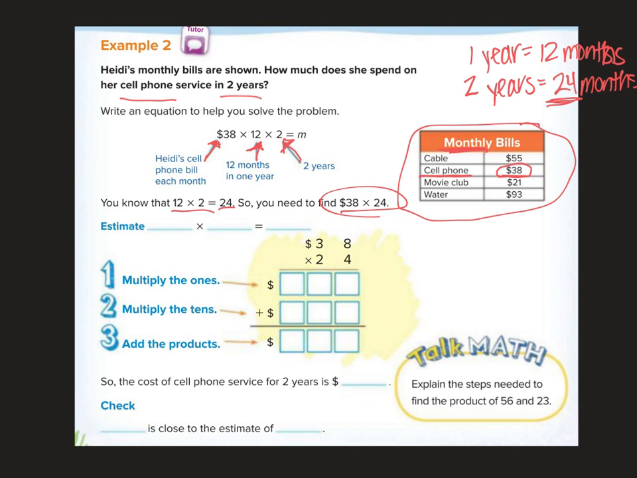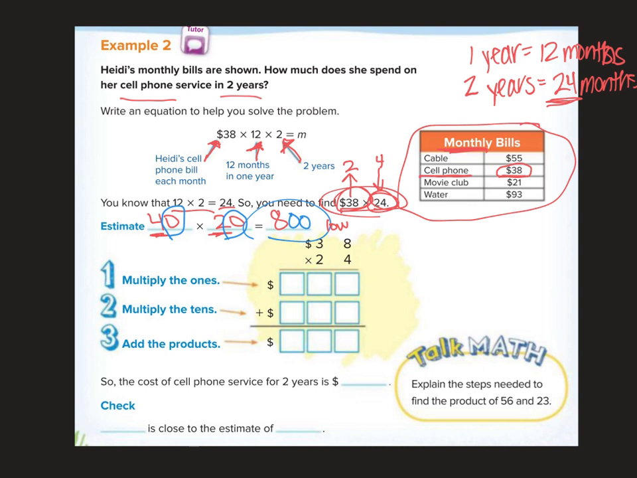So let's start by estimating. 38, that's close to 40. 24 is closest to 20. 4 times 2 is 8. Then we're going to look at our zeros. I have 2 zeros, so I need 2 zeros in my product. Okay, so our answer should be somewhere around 800. Should it be above or below 800? This guy went up 2. This guy went down 4. So this estimate is low. So that means our actual answer should be more than 800.